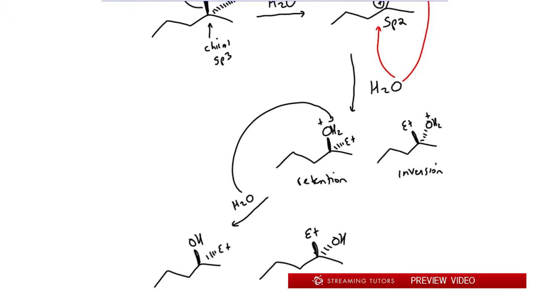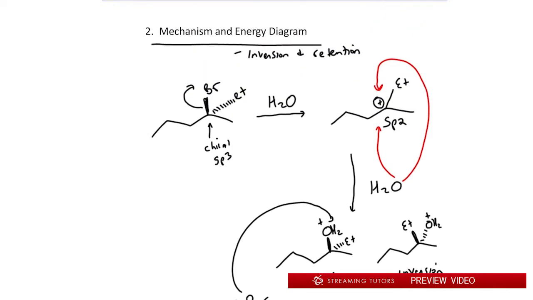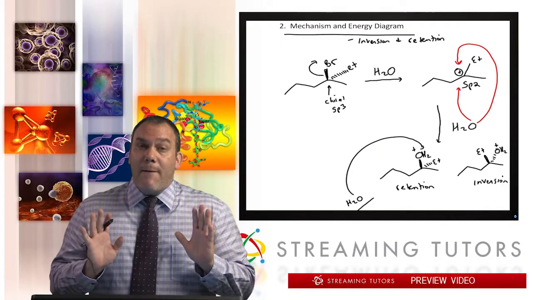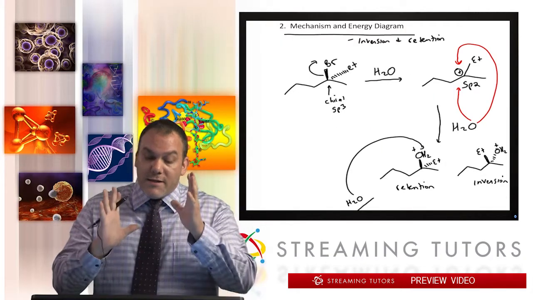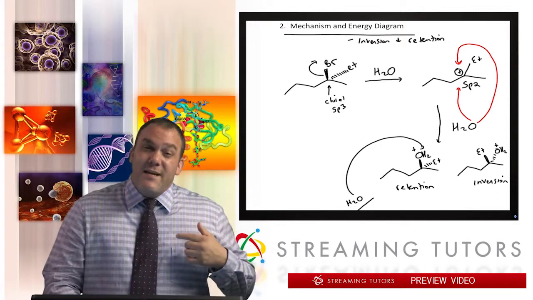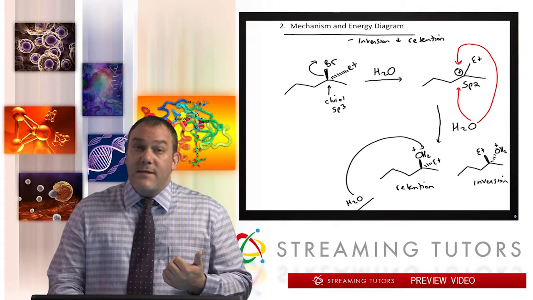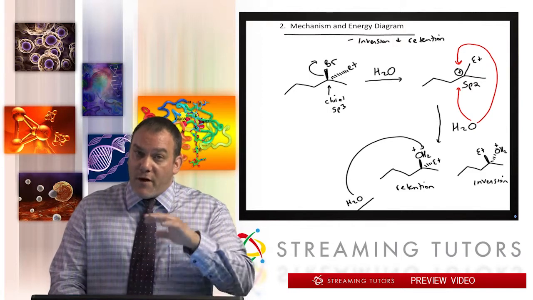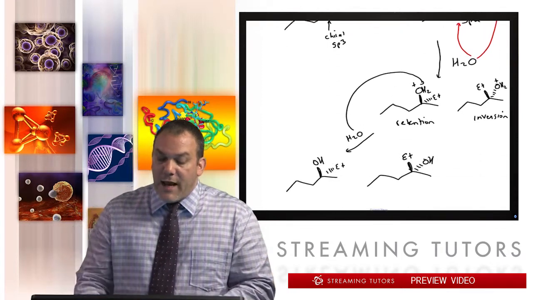This is the full details. So let me go back from the beginning. The halogen leaves, the leaving group leaves, and nothing else happens until after it leaves. You get to this next part, carbocation forms. Once that forms, now the nucleophile comes in, separate step, and it can come in from the front or the back, so you get inversion and retention.